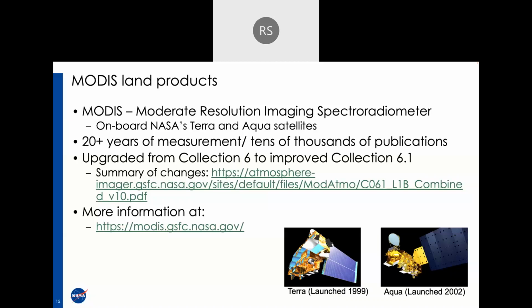So MODIS is on board NASA's Terra and Aqua satellites and has been acquiring data since 2000, offering 20 years of consistently produced land product data. MODIS has been a kind of gold standard of all NASA's missions. It has been impactful in enabling tens of thousands of peer-reviewed publications.